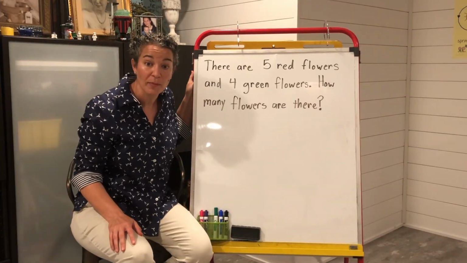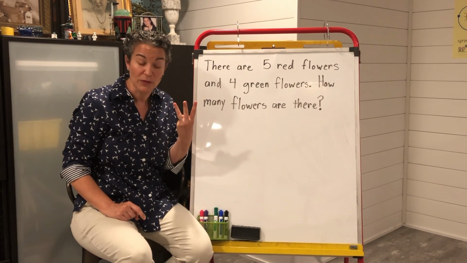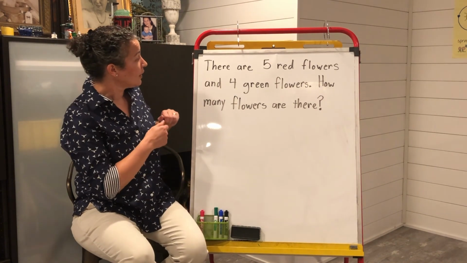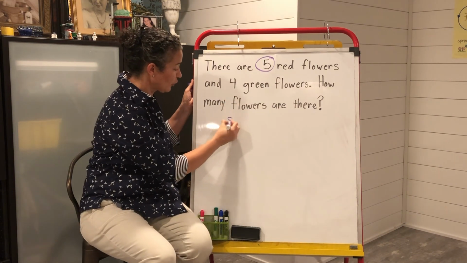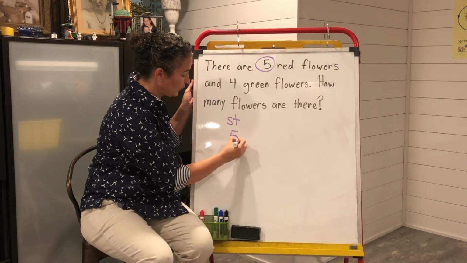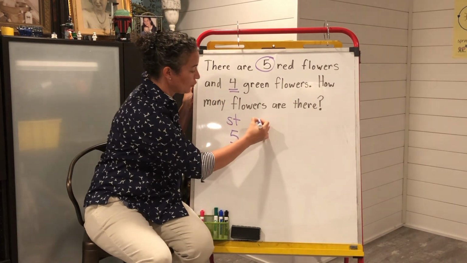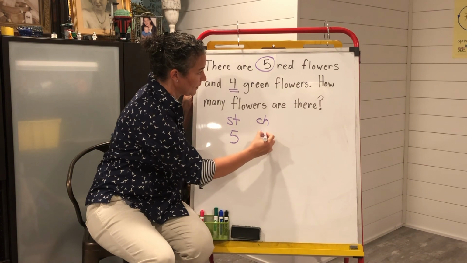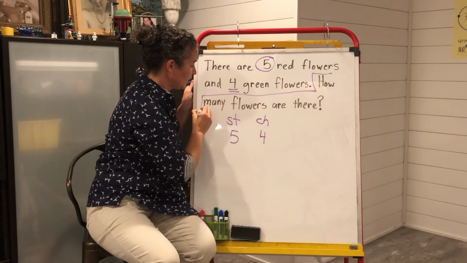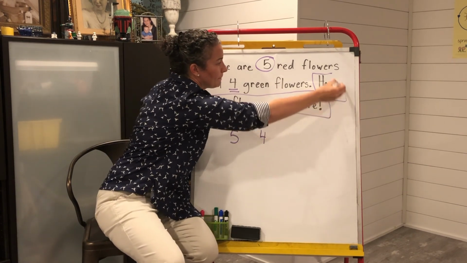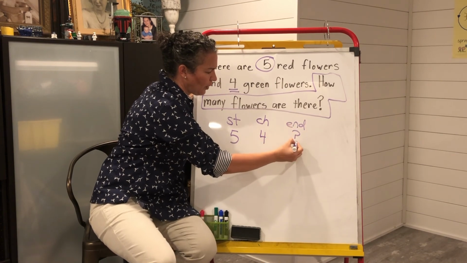Penny says we need to break the problem down. We got to figure out what our start, our change, and our end are so we can solve this. All right, my friends. So there are, I found my start. There are 5 red flowers. So I'm starting with 5 red flowers. And I found my next number, 4 green flowers. So my change is going to be 4. How many flowers are there? So that's my end, my friends. That's the thing I don't know. I don't know how many flowers there are.